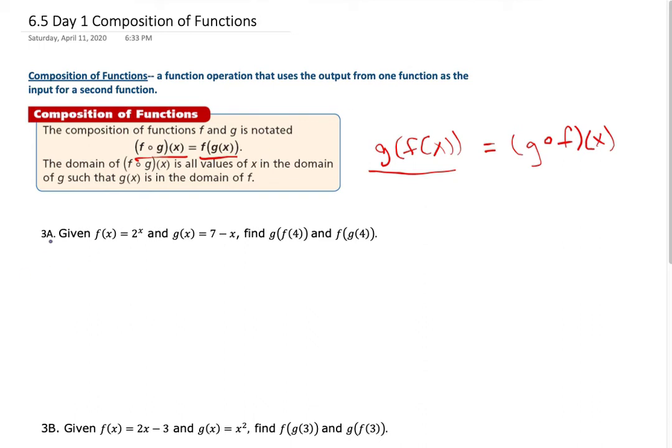So let's look at 3a here. It says that we're given f of x is 2 raised to the power of x, g of x is 7 minus x, and we need to find g of f of 4 and f of g of 4. So, two separate things. Let's take a look at g of f of 4.